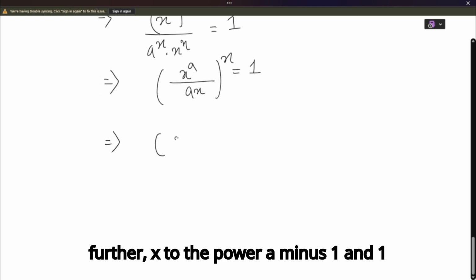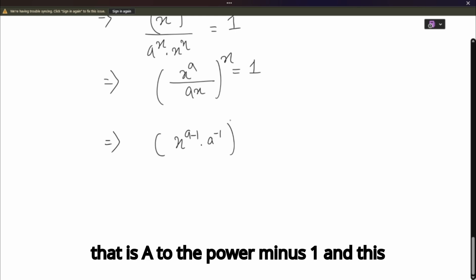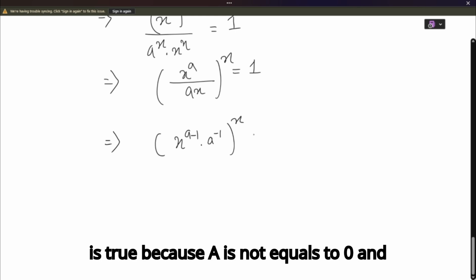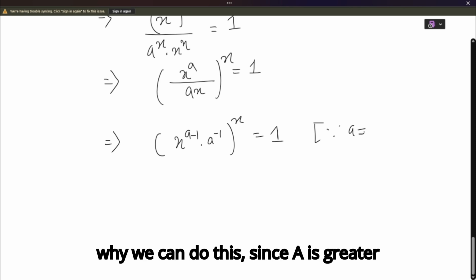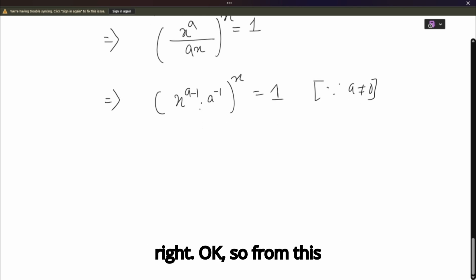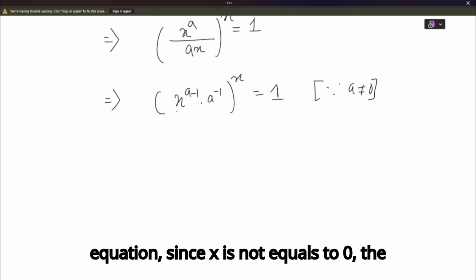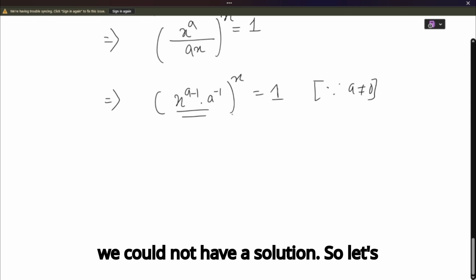Now, since x to the power a is divided by x, we can simplify it further. x to the power a minus 1, and 1 upon a can be written as a inverse, that is a to the power minus 1. And this is true because a is not equal to 0. And we must write it here as well. That is why we can do this, since a is greater than 0 and a is also not equal to 1, right? Okay. So from this equation, since x is not equal to 0, the term inside must be 1, right? Otherwise, we could not have a solution.